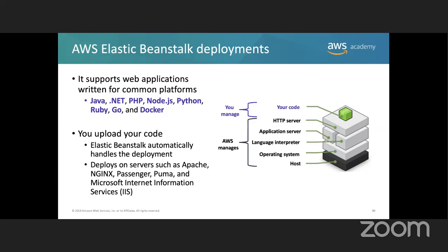So you upload your code. Elastic Beanstalk automatically handles the deployment, deploying on servers such as Apache if it is a web server, Nginx if it is a web server, and Passenger, Puma, and Microsoft Internet Information Services, IIS, and all these kind of servers. That's what we do for you, depending on your application.